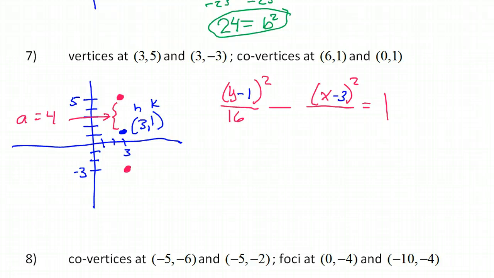But this time, we don't need to do that Pythagorean theorem thing because they're giving us the b value directly. The co-vertices will give us the b value. All right, so let's check it out. So 6, 1. So let's see, 3, 4, 5, 6, 1, and 0, 1. So these blue dots here are my co-vertices. So this is going to give me my b value.